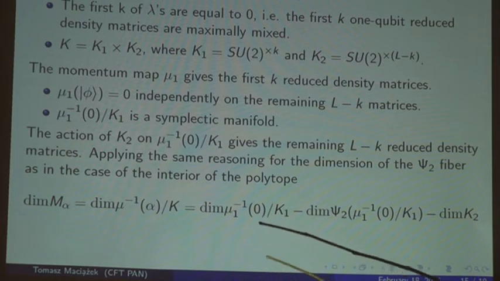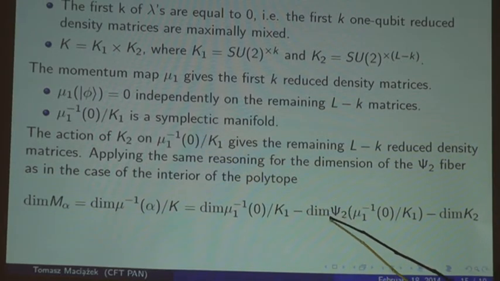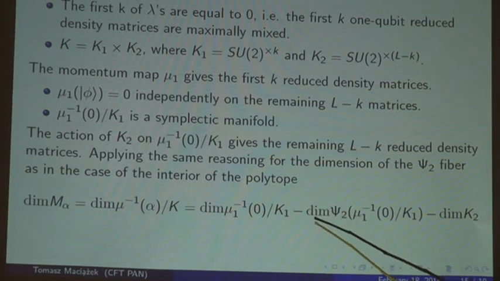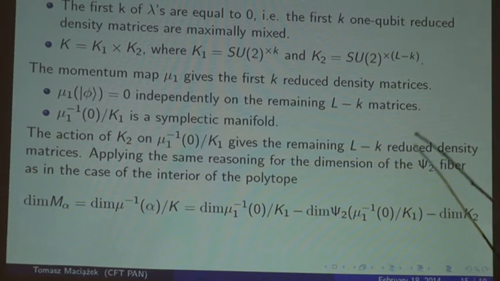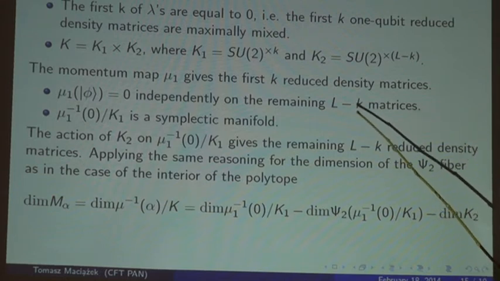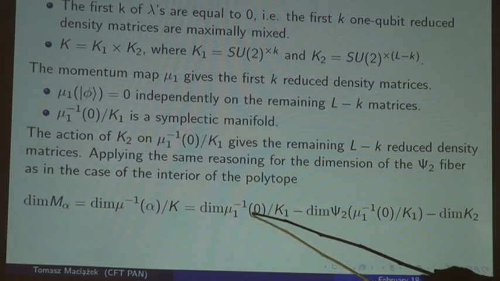The dimension of the reduced space is the dimension of the space we are acting on, minus the dimension of the polytope, minus the dimension of the group. The dimension of the polytope is known, and it is L minus K. The dimension of the group K2 is 3 times L minus K. So the hard, difficult part is to find the dimension of this space.